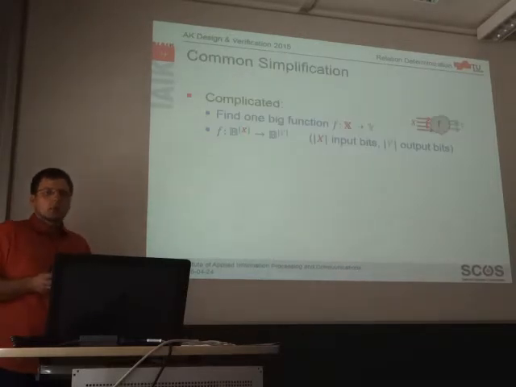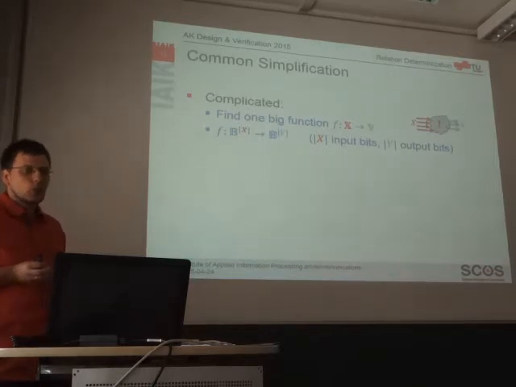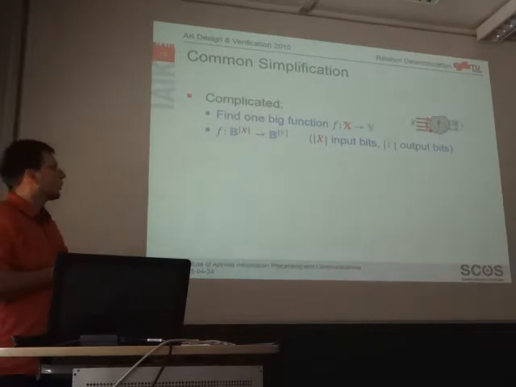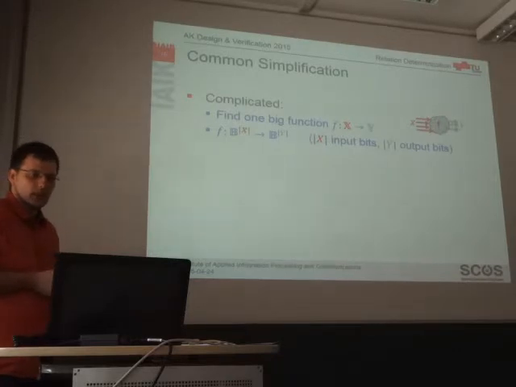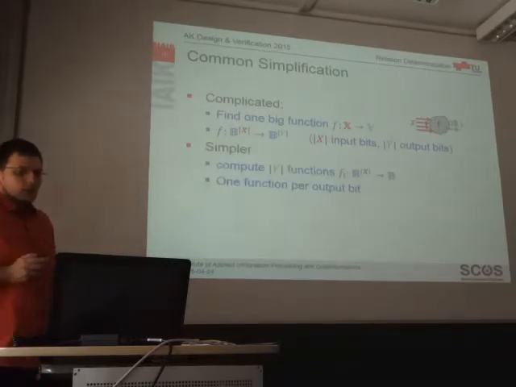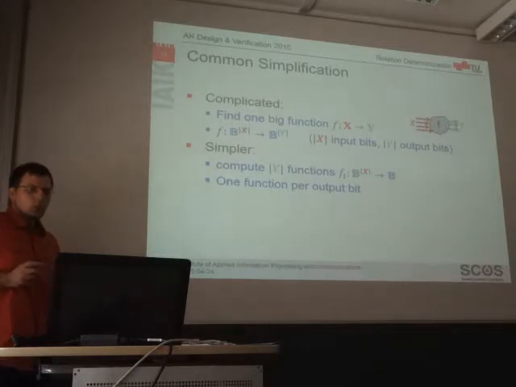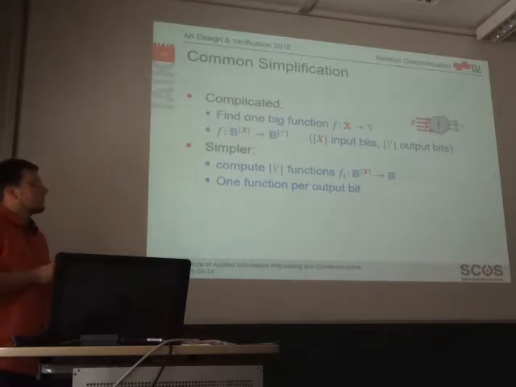Then there is one more very common simplification that we are going to look at. It is rather difficult to directly find one big function that looks at all the inputs and produces all the outputs simultaneously, which would be a function from some Boolean domain to some other Boolean domain with possibly a different number of bits on both sides. It is much simpler to compute more functions that just map to one Boolean value. So basically one function per output bit.